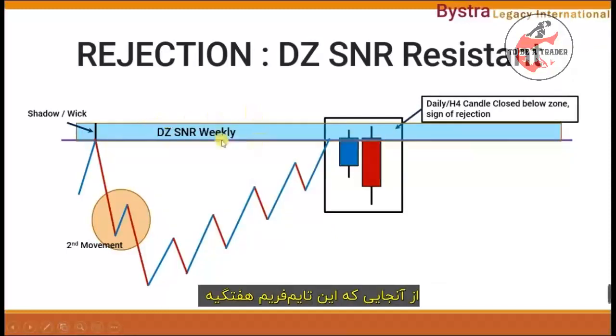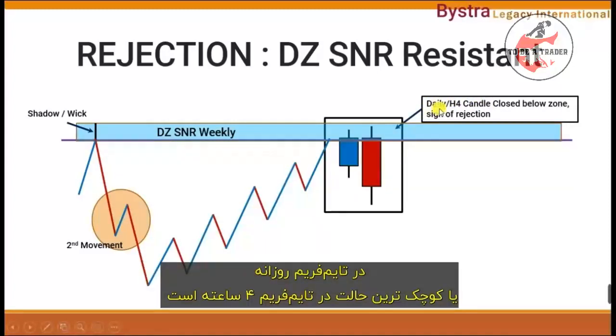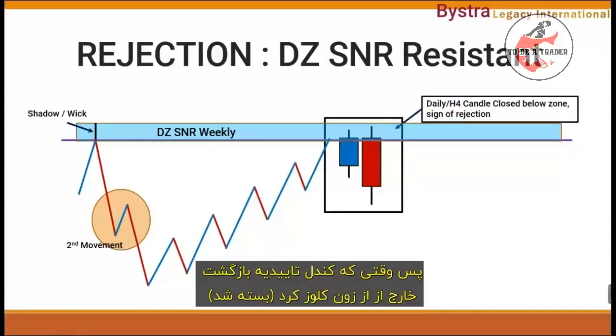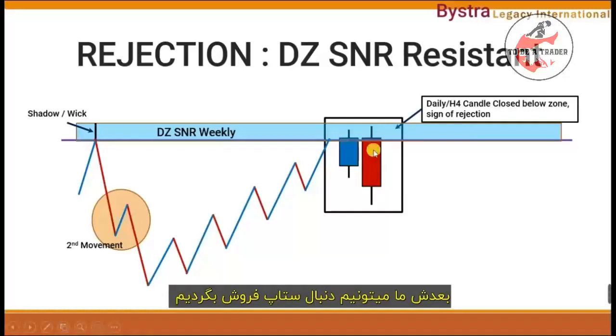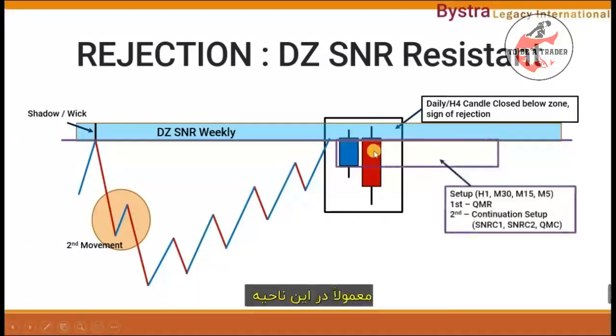Since this is a weekly time frame, the confirmation that we need to look at is the daily time frame, or at the very minimum the H4 time frame. So once this rejection confirmation closes the candle outside of the zone, then we can look for a sell setup.